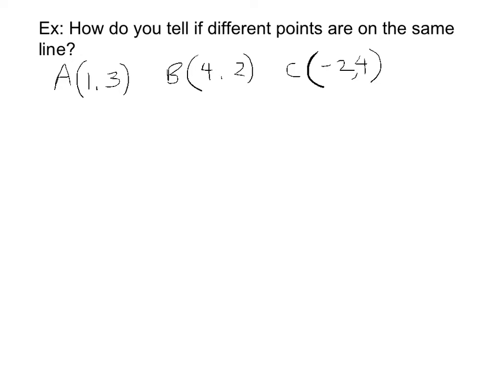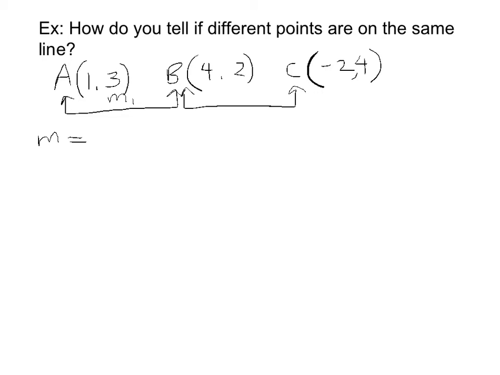If I can prove that these two, A and B, have the same slope as B and C, then if those slopes are the same, then they have to be on the same line. So I'm going to do the first slope. So let's call that m subscript 1.